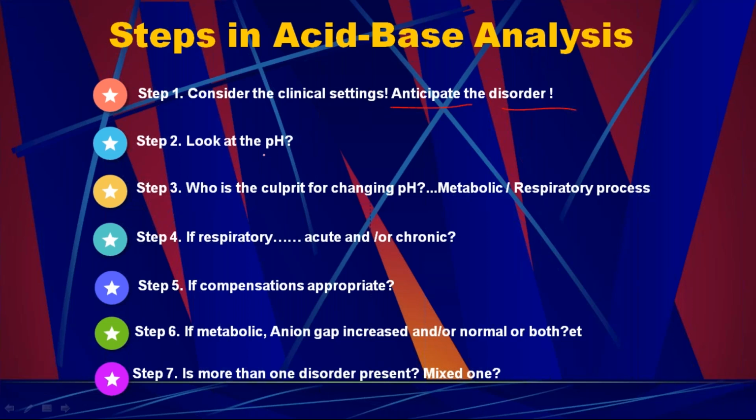Coming to the report, first read the pH. Is it normal, or toward the acidosis side or the alkalemic side? If it is abnormal, who is the culprit? That means, is it a respiratory problem or a metabolic problem? How do you know? If the carbon dioxide PCO2 is elevated, it is a respiratory problem. If bicarbonate is diminished, it is a metabolic problem. That's why you have to read these two things.